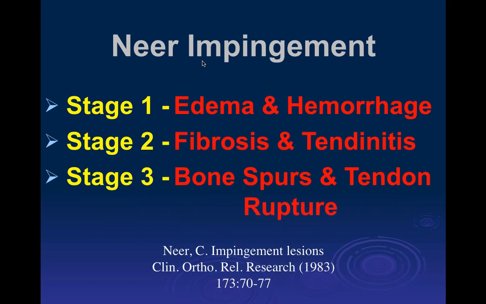That was really popularized by Neer, in a well-known paper in 1983 where he talked about three different stages, looking at the changes within the supraspinatus tendon that occur from the mechanical irritation of bones abnormally rubbing against the tendon. Initially you get edema and hemorrhage. That can go into fibrosis and tendonitis, and then you can get spur formation and rupture of the tendon.